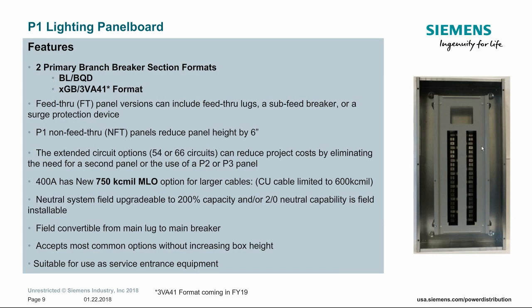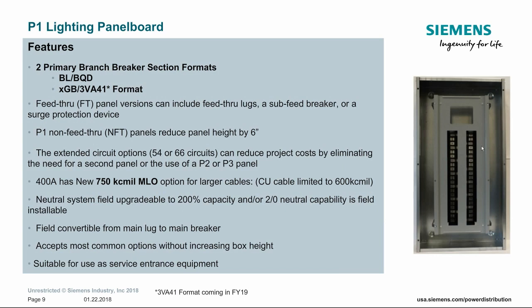Also, one recent addition that we made in our P1 panels is that we extended the circuit options up to 54 or 66 circuits, which is another great benefit because now we can eliminate the potential need for a second panel or the use of a P2 or P3 panel, whereas before we were limited to only 42 circuits. Then also, our 400 amp panels now have a new 750 kcmil main lug only option, and that allows us to incorporate larger cables. But our copper cables are limited to 600 kcmil.